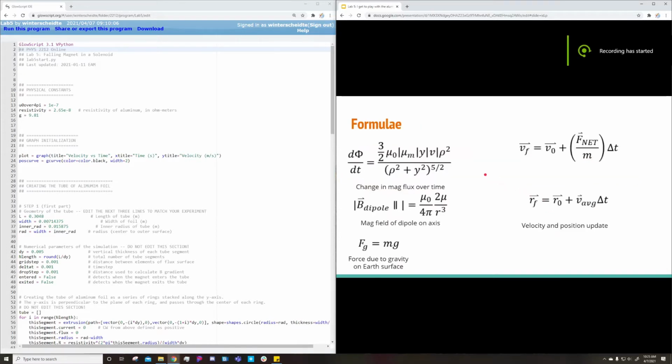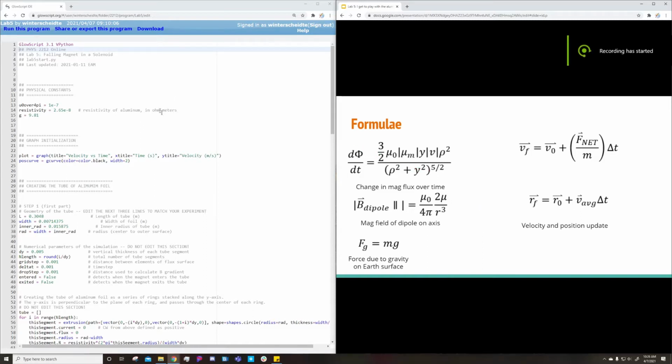Here are the formulas that are used in the Glowscript model. We have the change in magnetic flux over time, given by this monstrosity. We have the magnetic field of a dipole on axis. We have the force due to gravity on Earth's surface. And then we also have the velocity and position update formulas.